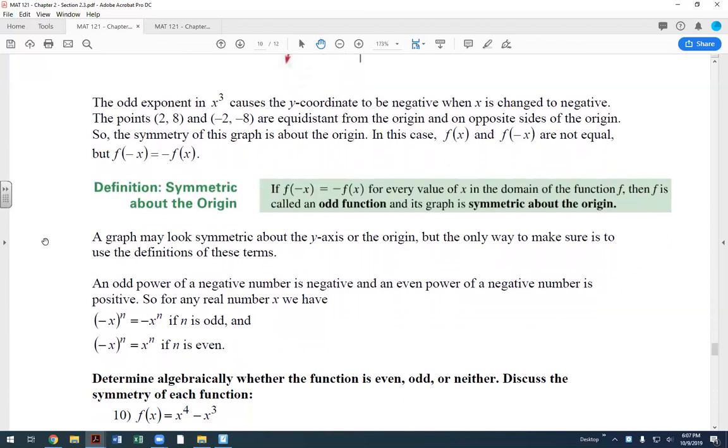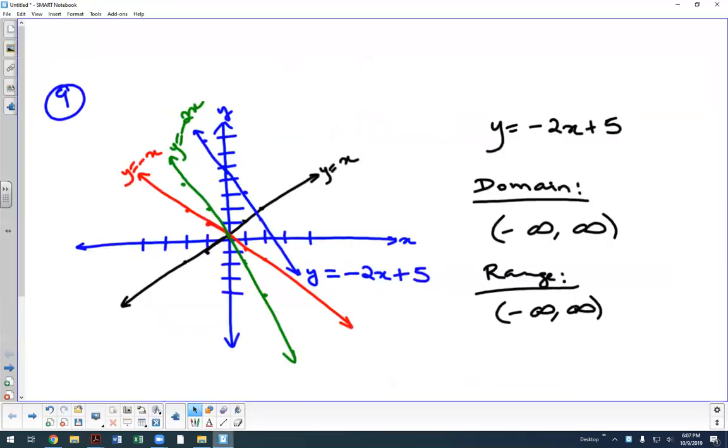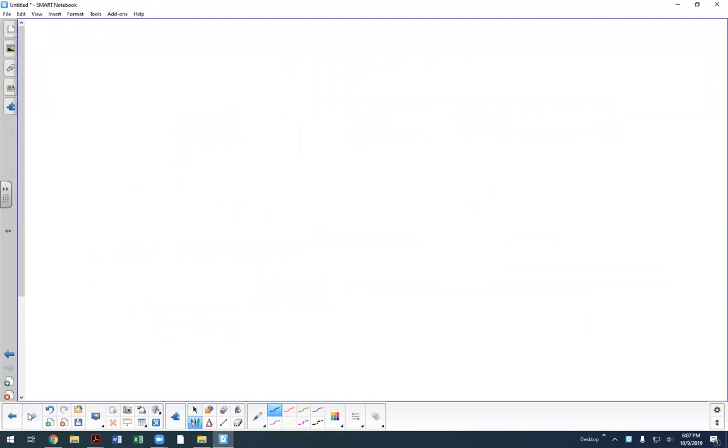Now they're telling us that a graph may look symmetric about the y-axis or the origin, but graphs can be pretty deceiving, so we don't just visually depend on what kind of function we have. We of course want to make sure we test it algebraically and make sure we are getting an odd or an even function. So let's start out with what happens when we take, I don't know, a number like -3, and let's raise it to the third power, and let's raise it to the fourth power. What are we going to get?